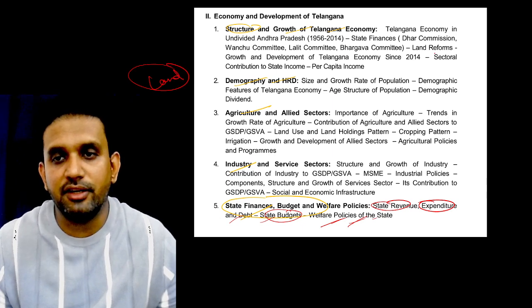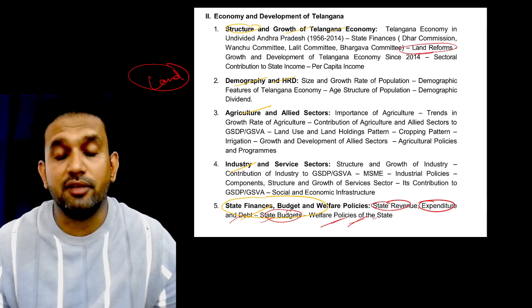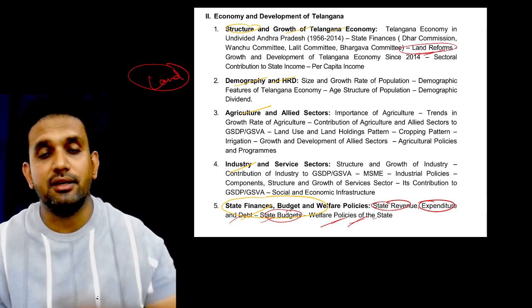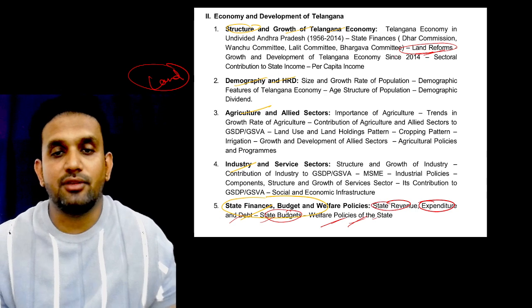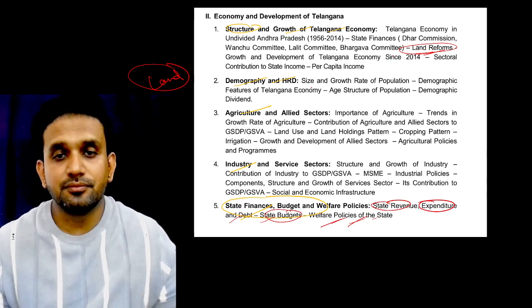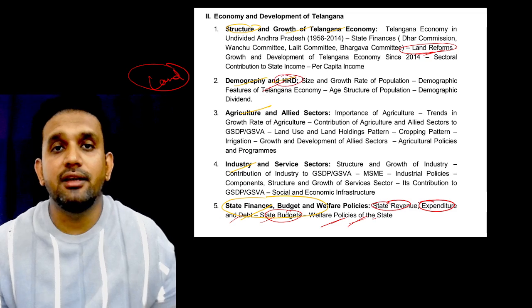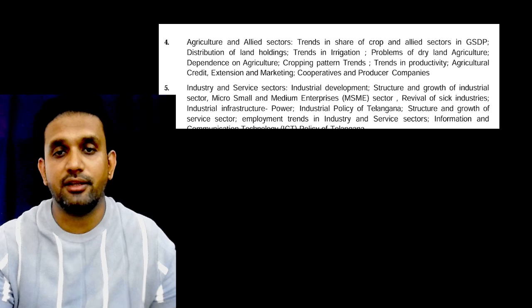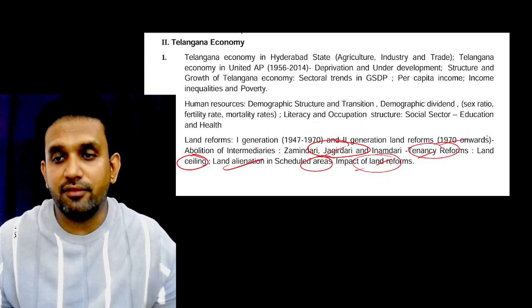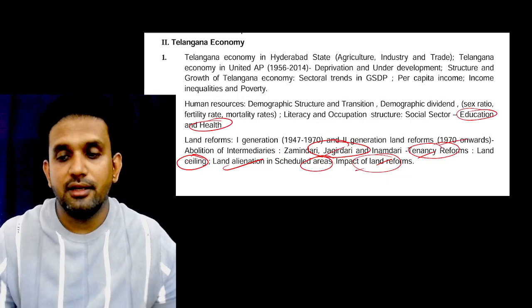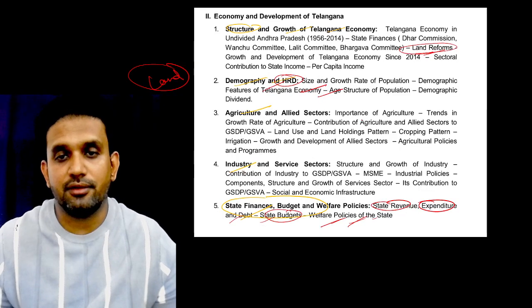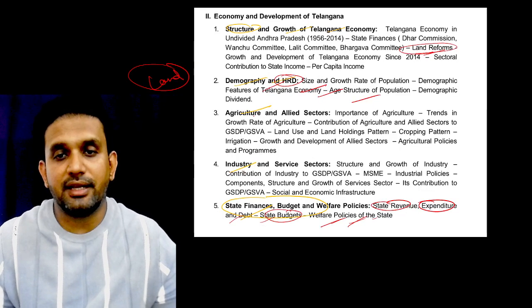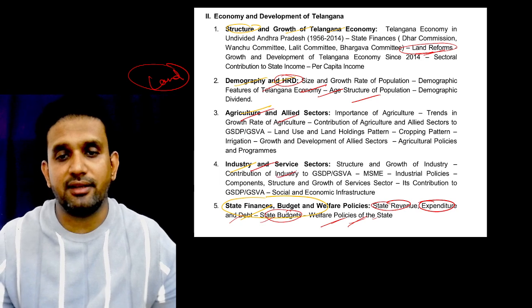So basically, if you see here, they did not give land reforms at length. Land reforms are given a small part. In group 1, land reforms are given a separate unit, but here land reforms are given as a topic. That is the only difference. And in demography and HRD, there they have given education and health. Here they have not given education and health.